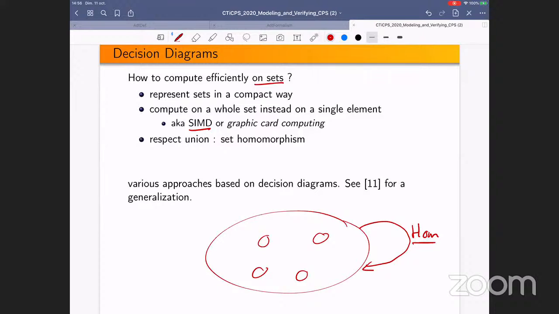It's important to respect some properties, so this is why we need this idea of homomorphisms, because we don't want to have a different result if we consider subparts separately. For instance, the whole set is U, and the subsets are U1 and U2. So I would like to have the same result if I'm considering U1 and U2 separately, or U itself.